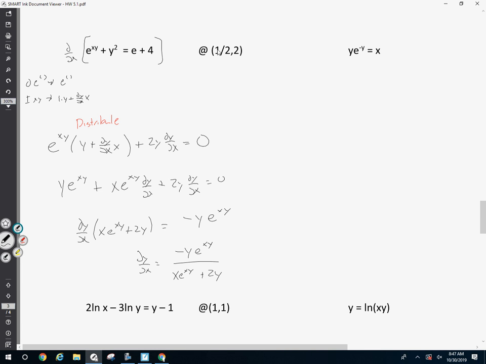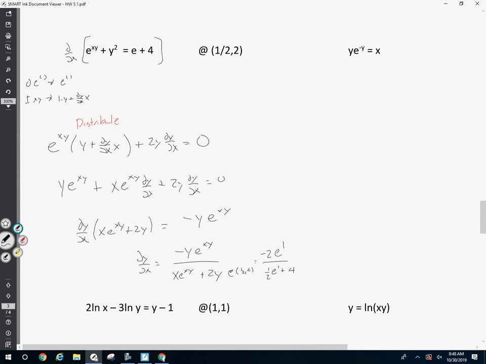At 1/2, 2. Great. I get negative 2 e to the 1/2 times 2 is 1 over 1/2 e to the first plus 4. Could I simplify this? I'm sure I could, but that's it. Do I need to simplify this?